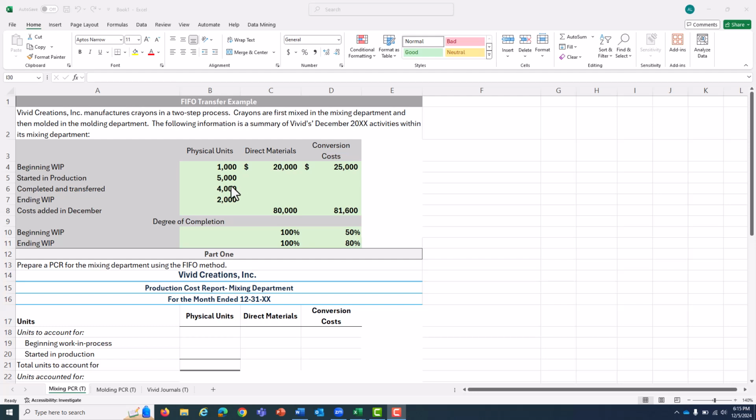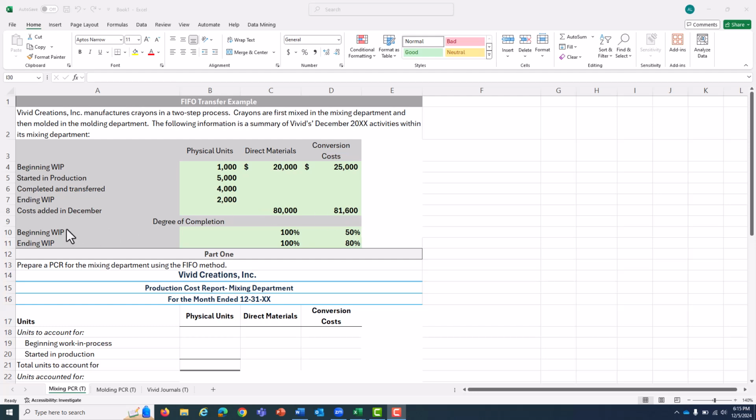And during the period, they completed and transferred out 4,000 batches of crayons, leaving them with 2,000 batches worth of crayon mixture in the mixing department's ending WIP. Not all the way done yet, still working on it when the period ended. During the period, the mixing department spent a total of $80,000 on materials and $81,600 on conversion costs.